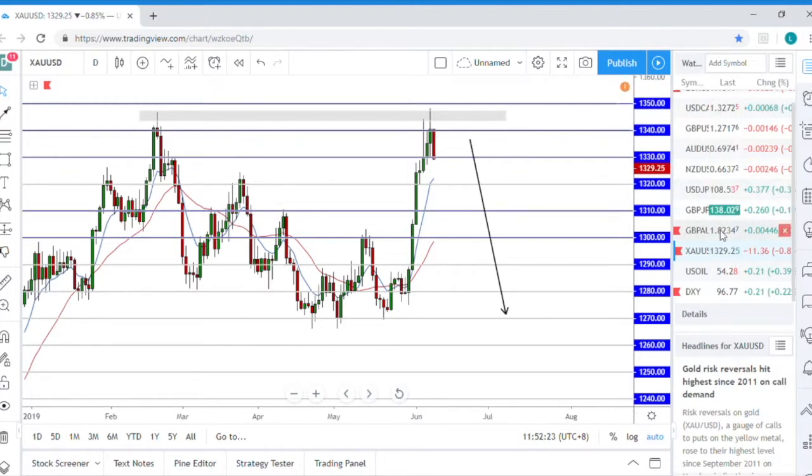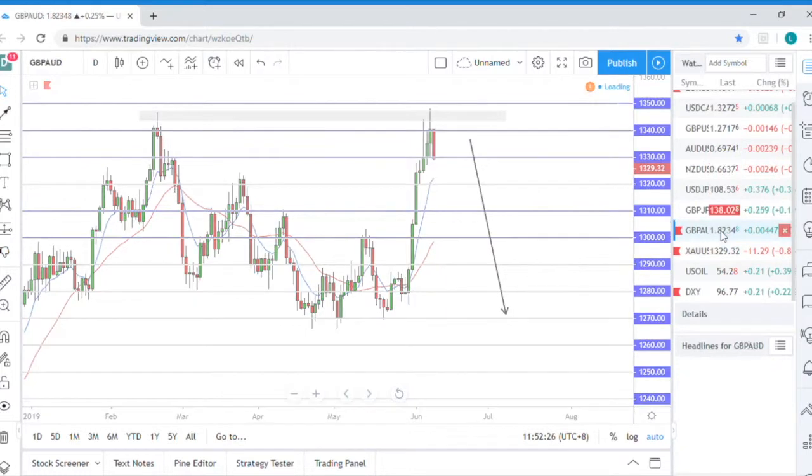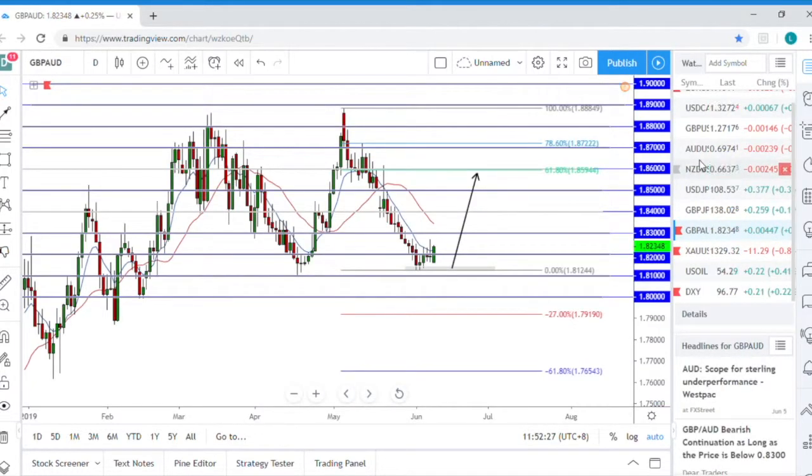Let's move on to another pair on my watch list, which is GBP AUD. It has been a long time since I last traded this pair, back in last year.